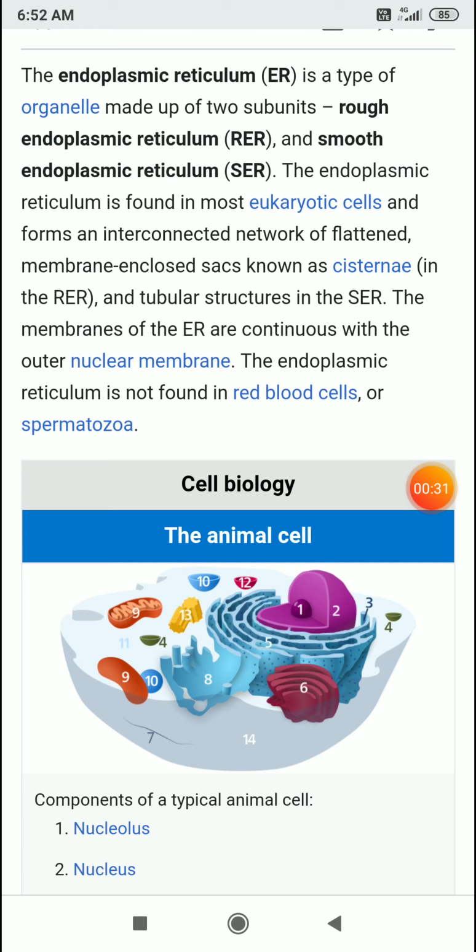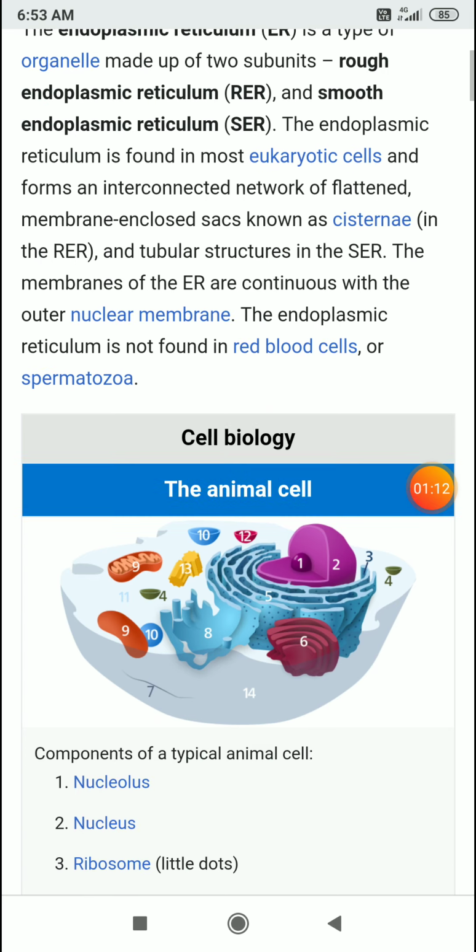We know that it is an organelle which is made up of two subunits. What are the subunits? They are the rough endoplasmic reticulum and the smooth endoplasmic reticulum. The endoplasmic reticulum is found in most eukaryotic cells and forms an interconnected network of flattened membrane-enclosed sacs known as cisternae, and tubular membrane. The endoplasmic reticulum is not found in red blood cells.